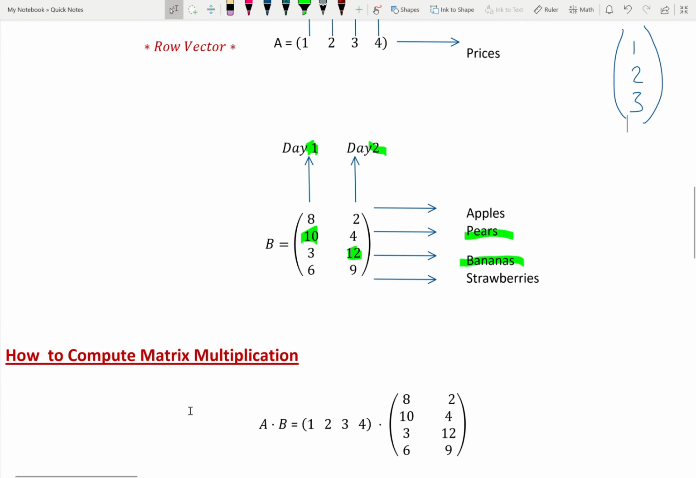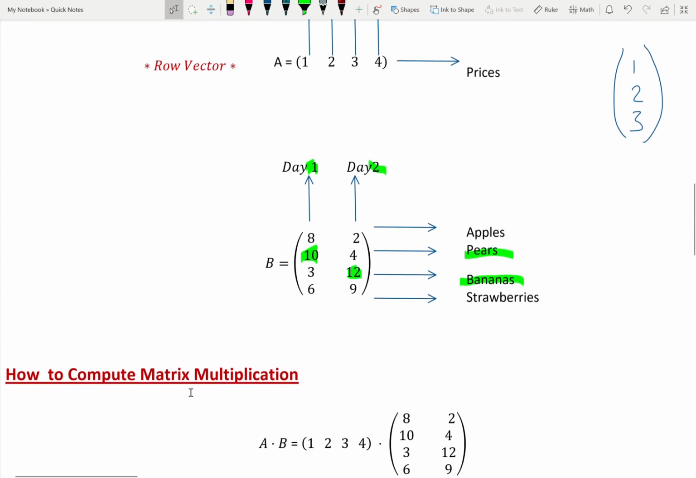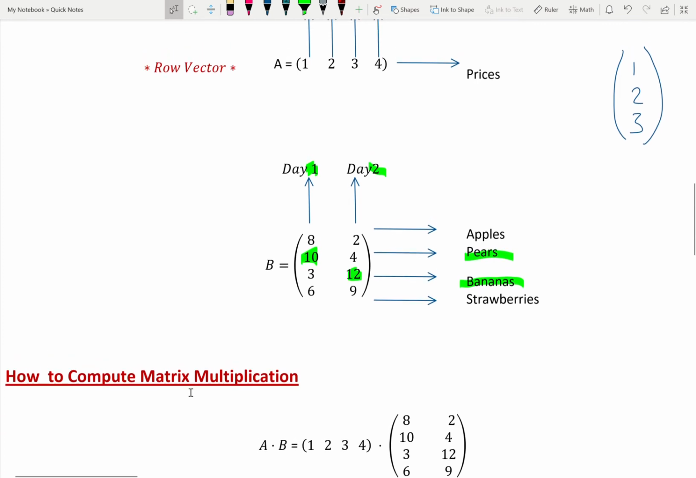So now the question is, how do I go about computing matrix multiplication? This is what our process will be. We're going to multiply each individual row of my first matrix to each individual column of my second matrix. So I'm going to take all the rows in matrix A and multiply them to all the columns in matrix B. So we're going to have to do this one by one. What's going to happen is you're going to constantly get a row vector multiplied by a column vector. So it's going to look like this.